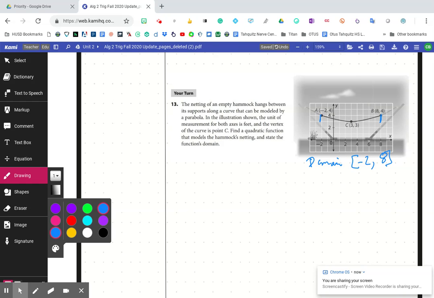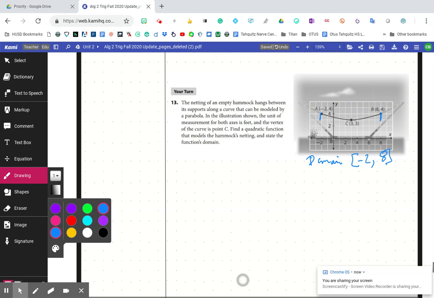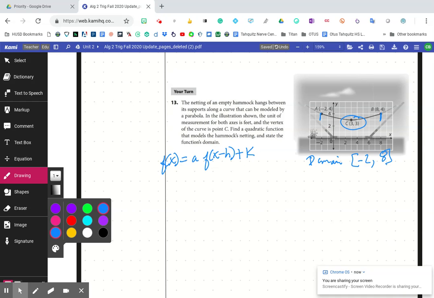I apologize for that. We're going to use the same function that we had in the last one, which is f of x equals a times (x minus h) squared plus k. We're going to use the vertex point to plug in for h and k. So we have f of x equals a times (x minus 3) squared plus 3, because 3, 3 is the vertex. I'm going to choose one of the points. It doesn't matter which one. I'm going to choose this one.